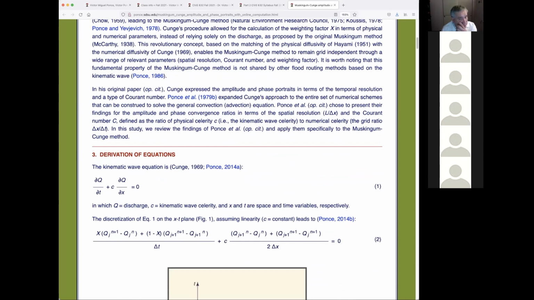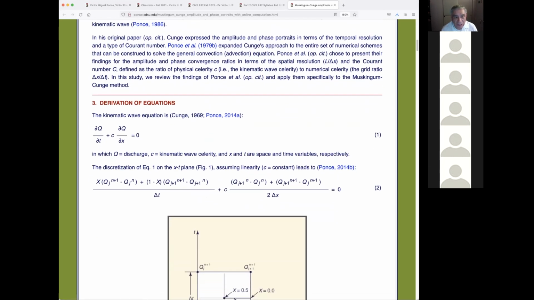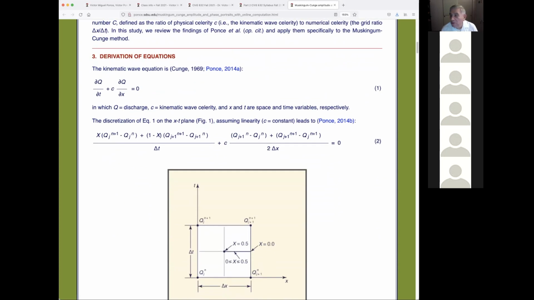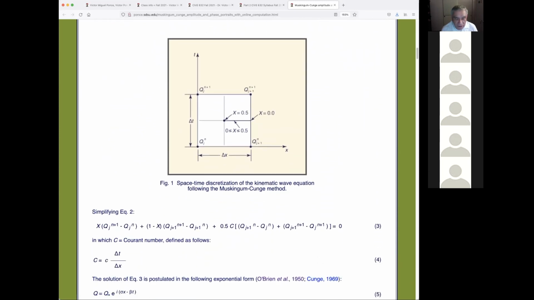Then we already talked about the convection equation, which is the same as the Muskingum. As you can see, we're talking about the same subjects here. Derivation of equations, we can go through this rather quickly. We already know these equations. We've repeated them 3 or 4 times.